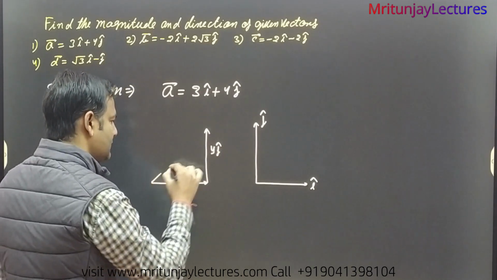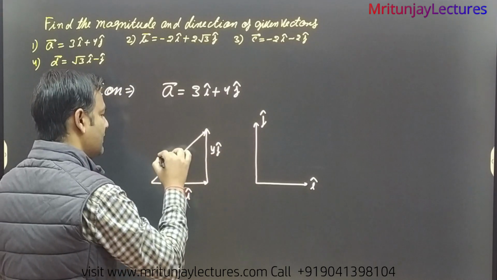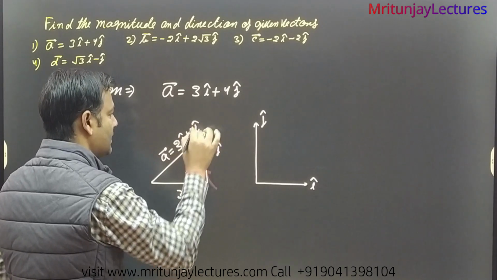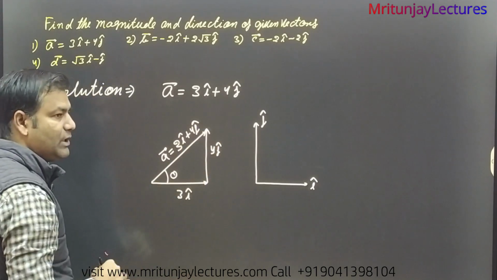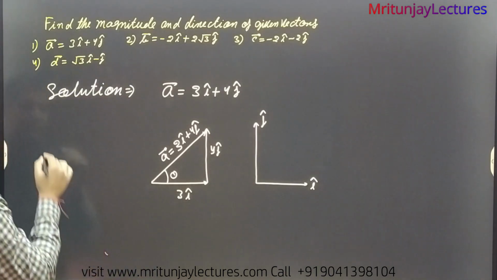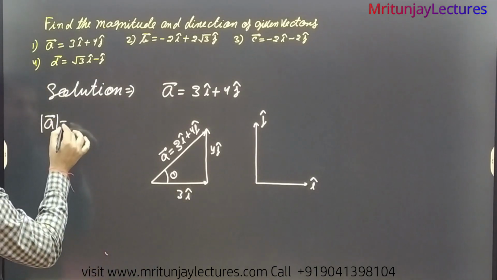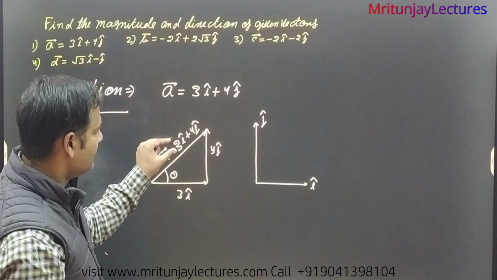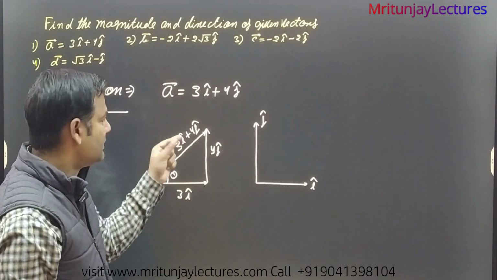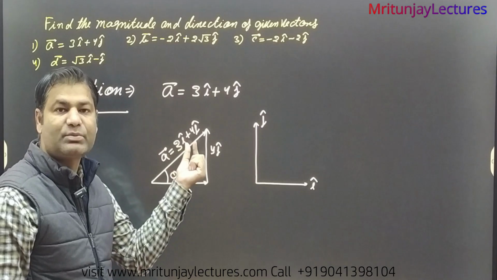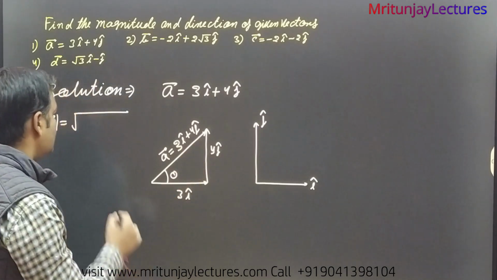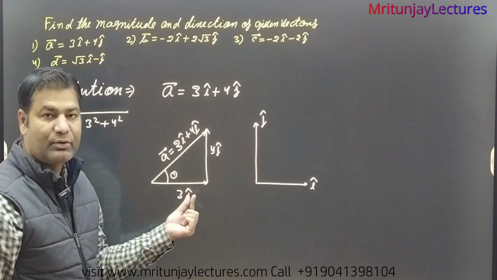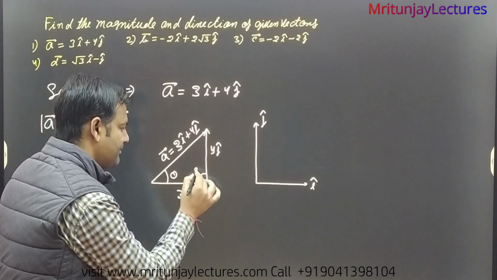After that, this represents the resultant A. A is 3i cap plus 4j cap, and that angle is the direction. What about the magnitude? You can simply use the Pythagoras theorem. For vector A, it is the square of the magnitude of i cap plus the square of the magnitude of j cap, so 3 square plus 4 square. Here, using the Pythagoras theorem, that angle is 90 degrees.